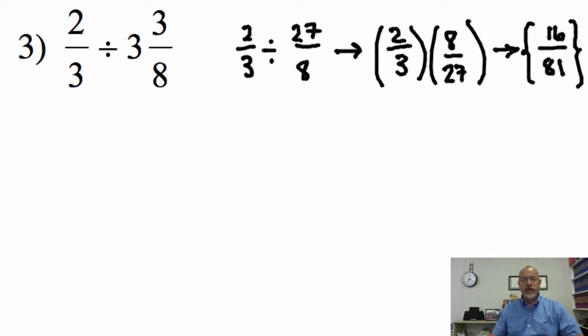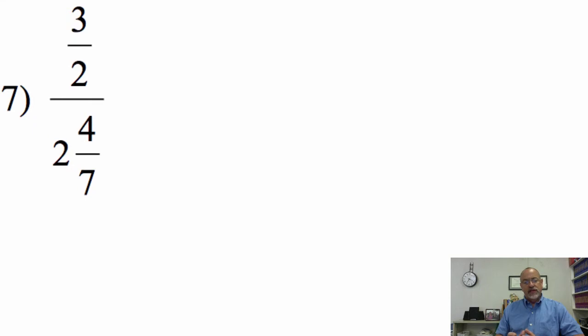So 16 over 81 is my final answer. As we look at number 7, it looks like a little bit of a different problem, but it really is nothing different than what we've been doing. You remember that the division bar means divided by.